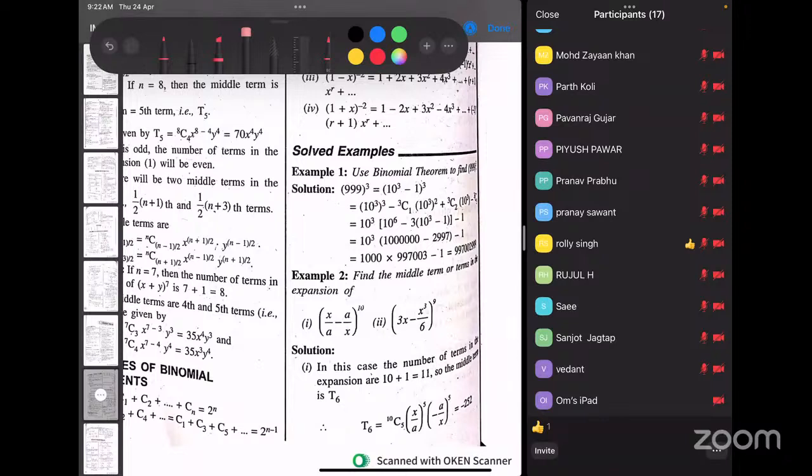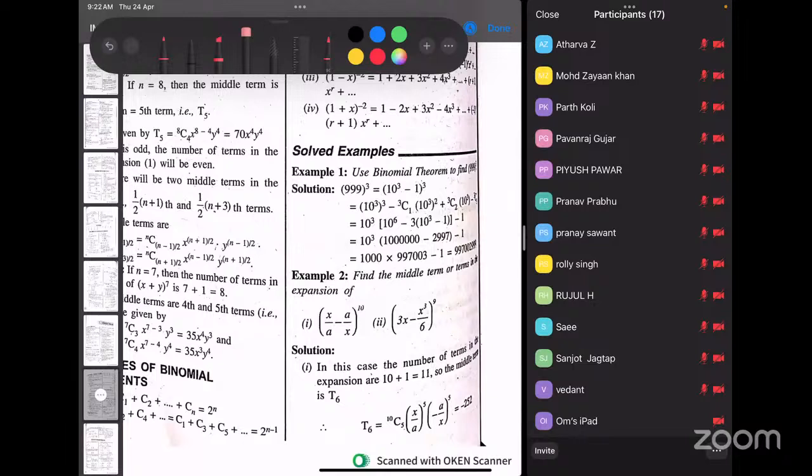Next question is find the cube of 999. So we can write it as 1000 minus 1, that is 10 raised to power 3 minus 1 raised to power 3. We will expand it using binomial and simplify it.